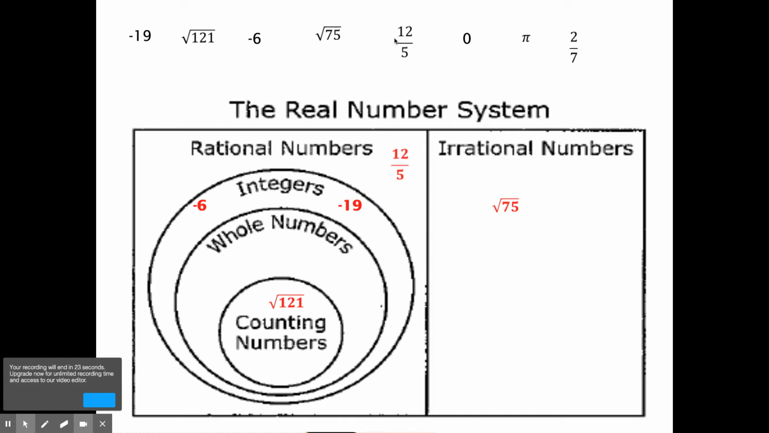12/5, that is a rational number. That is a terminating or repeating decimal. 0, we know, is a whole number. Pi, remember pi, that number goes on forever. It does not repeat. That is an irrational number. And 2/7 is a rational number.